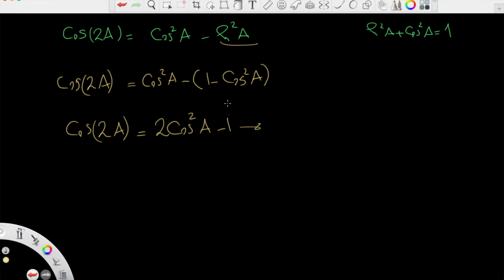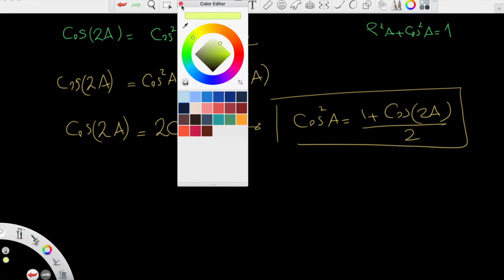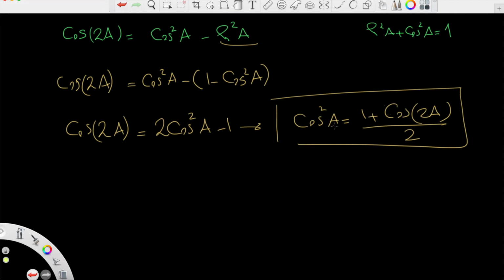So if I transfer negative 1 to the left hand side and divide by 2, cosine squared of a will be 1 plus cosine of 2a over 2. This identity and the identity that I'm going to explain are really important identities, specifically in integration, because here cosine is in a quadratic form, and it is converted to linear form, to the power of 1. So it is helpful in integration to convert quadratic into linear. Power 2 here, cosine has a power of 1, so it will be really easy to integrate trigonometrical ratios of power 2.